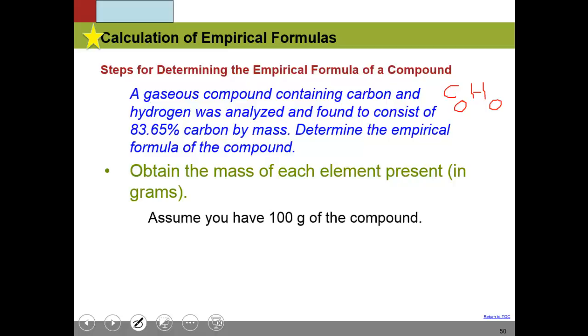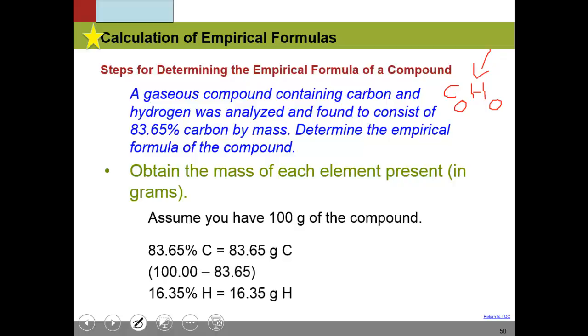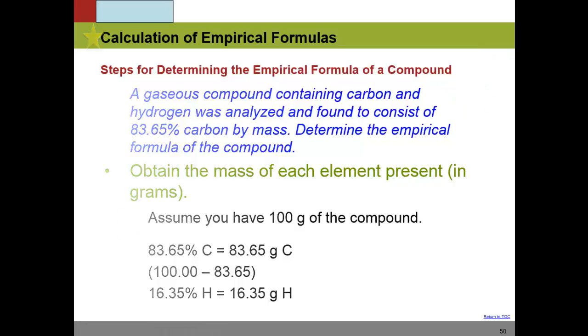Now, the first assumption is that you have 100 grams of the compound, which makes your work really easy if you're given a mass percent, because right away you can write that 83.65 grams of it is carbon in a 100 gram sample. Then all we have to do is find the other element, which is hydrogen. So we take 100 minus that, and we see that present in this molecule is 16.35 grams of hydrogen. So this is our first assumption, very important.